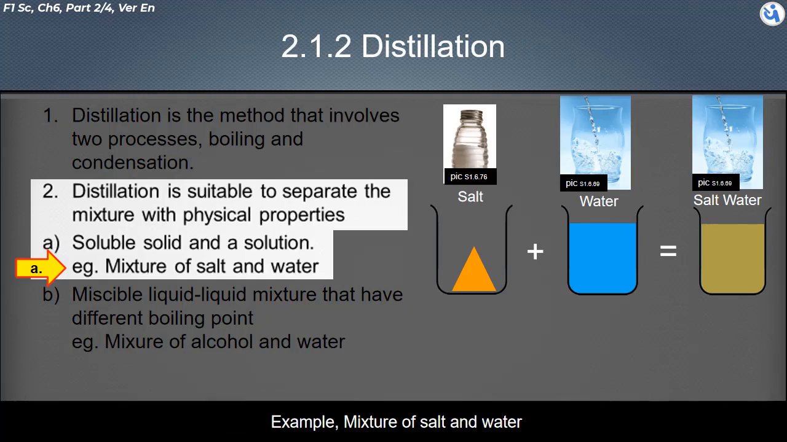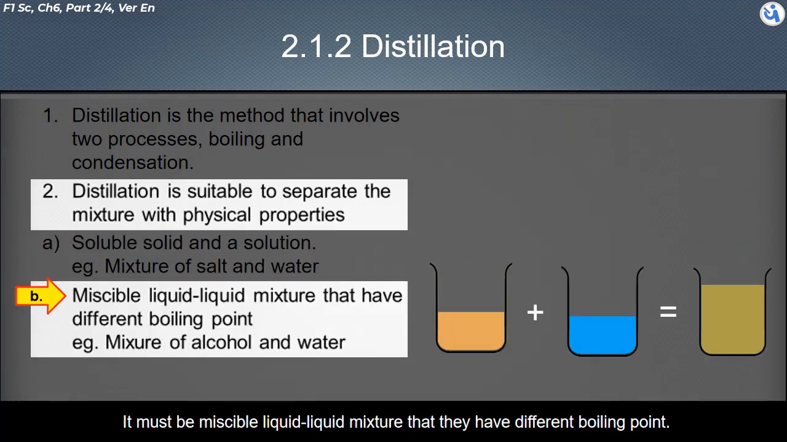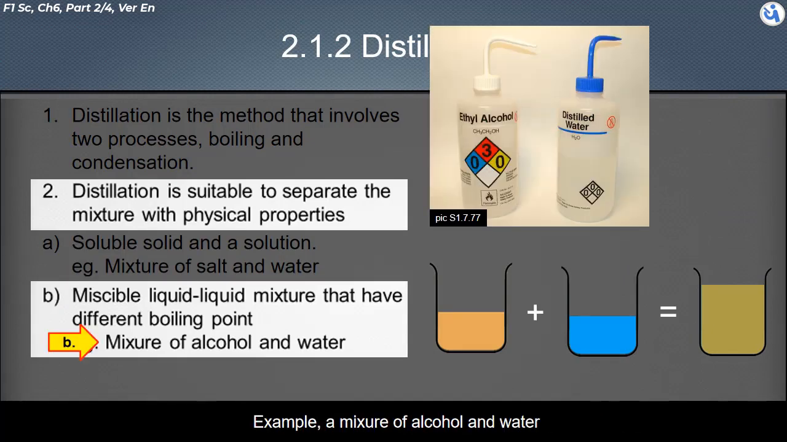Example, a mixture of salt and water. It must be a miscible liquid-liquid mixture that has different boiling points. Example, a mixture of alcohol and water.